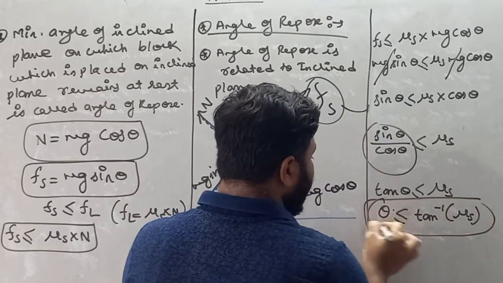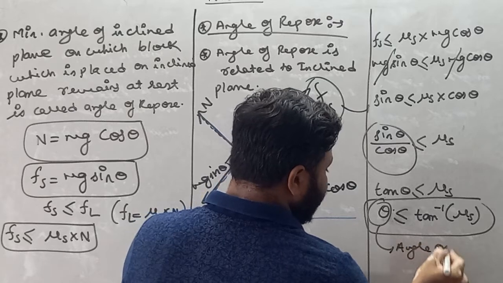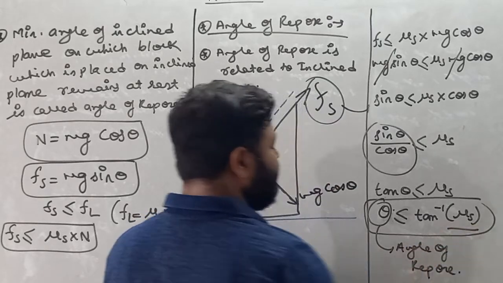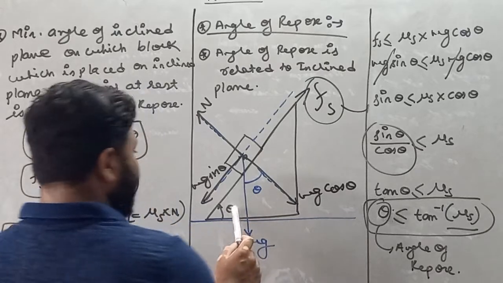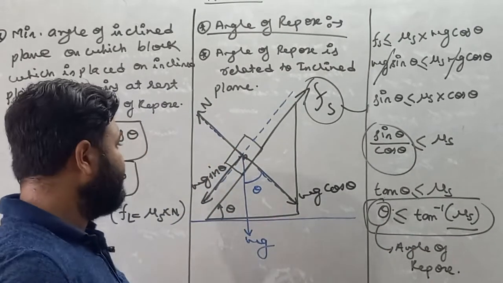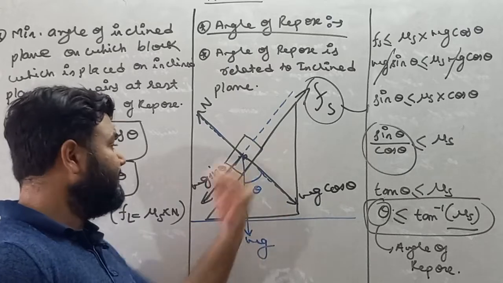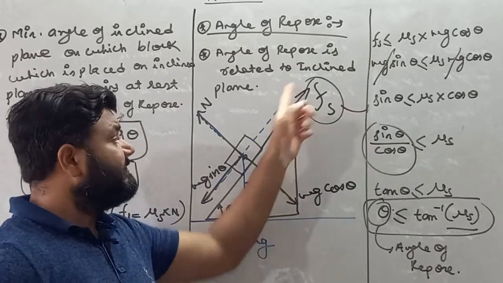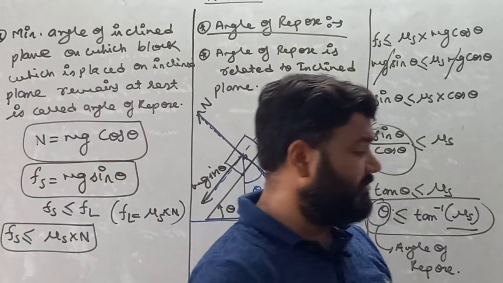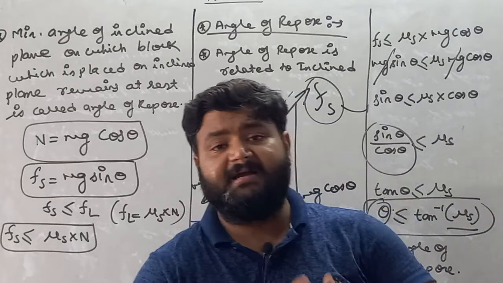This is the value of angle of repose, my dear student, angle of repose. And we know that mu s is nothing but the coefficient of static friction. So if the inclined plane is making angle theta less than tan inverse mu s, then the body remains at rest on this inclined plane. If this angle is greater than tan inverse mu s, then the body starts performing motion, then the body moves in the downward direction. So then in that case the nature of friction changes. So this is all about, my dear student, angle of repose.